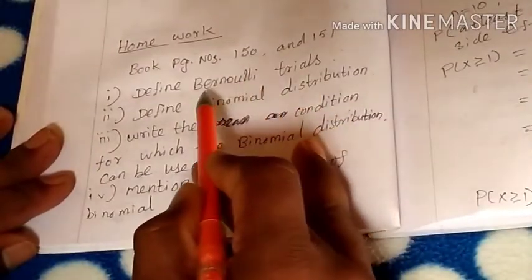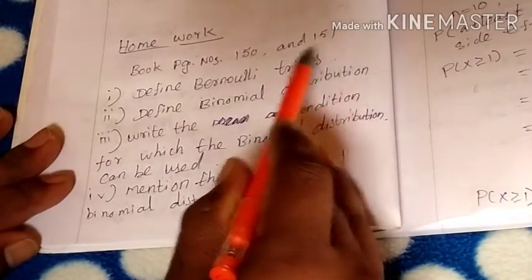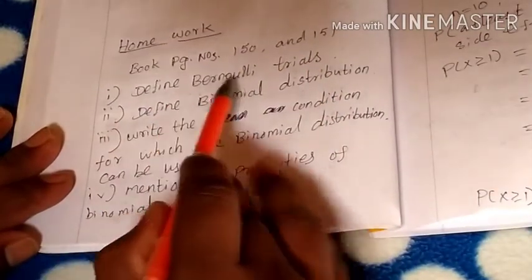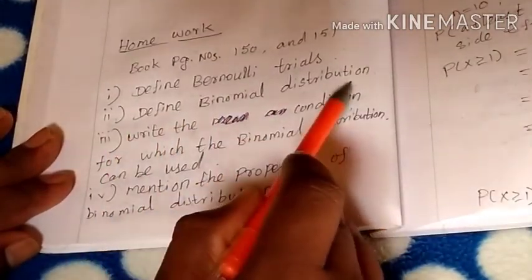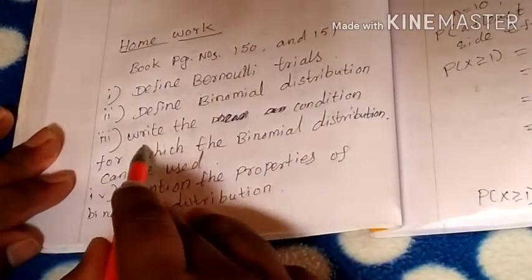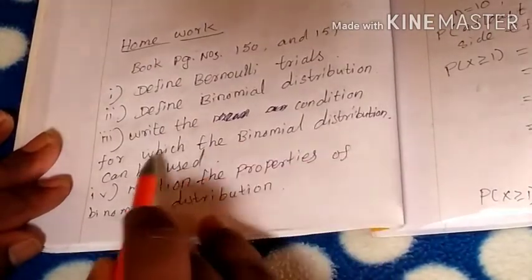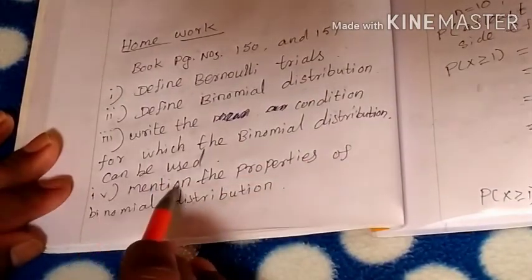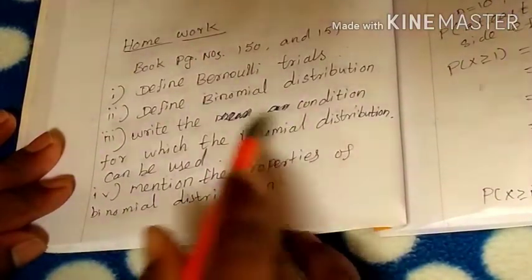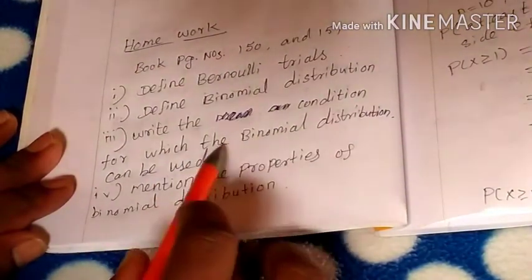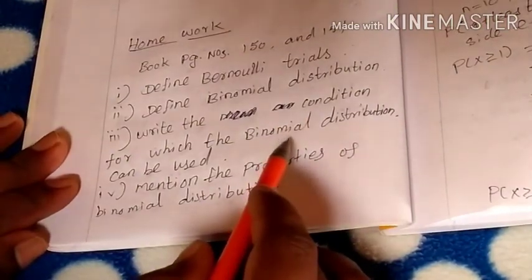Okay, dear students, today's homework, book page numbers 150 and 151. The first question, define Bernoulli trial, and second one, define binomial distribution, and third one, write the condition for which the binomial distribution can be used. The fourth question, mention the properties of binomial distribution. Okay, this is already in your book. Find out the definition and the properties, and then the condition, and write the slip test.